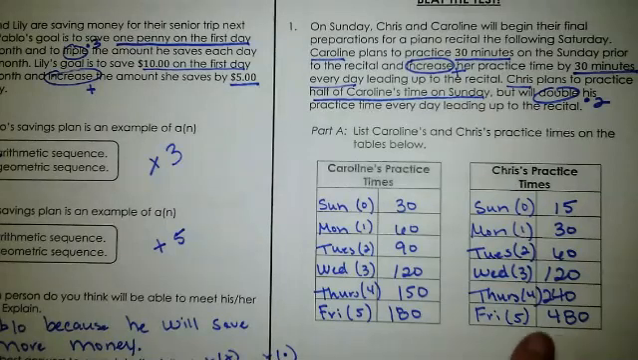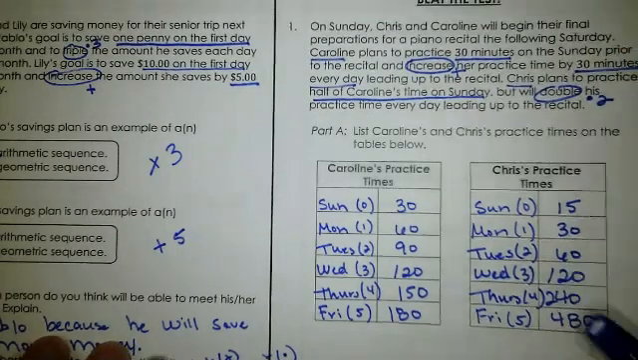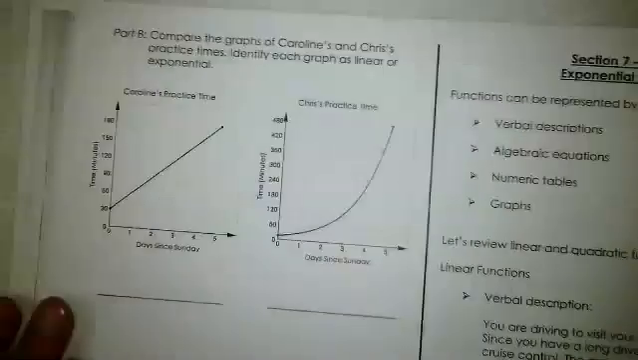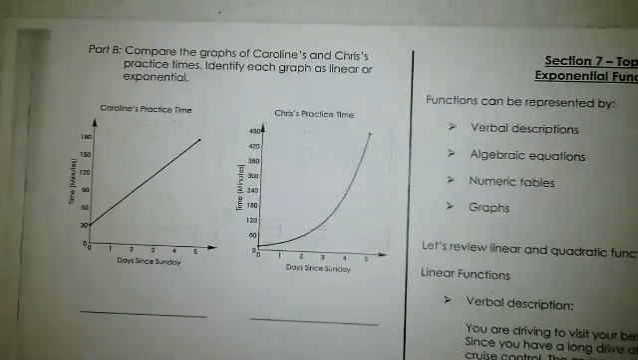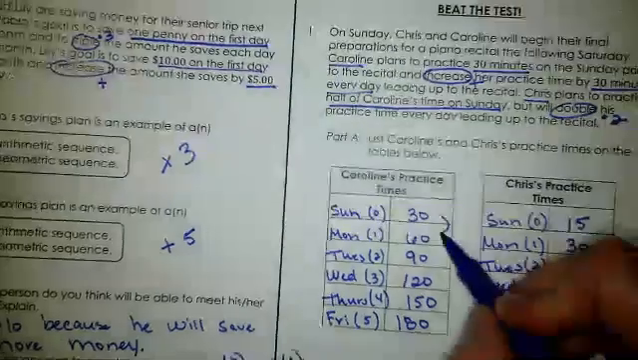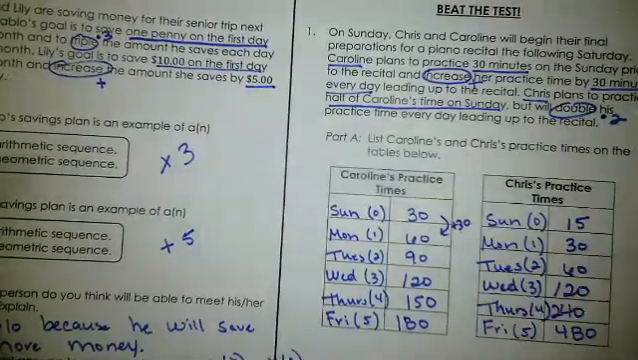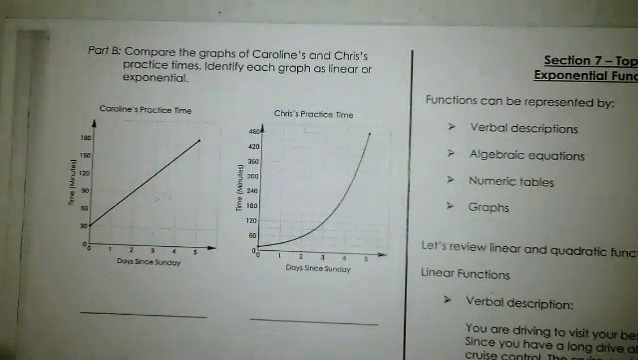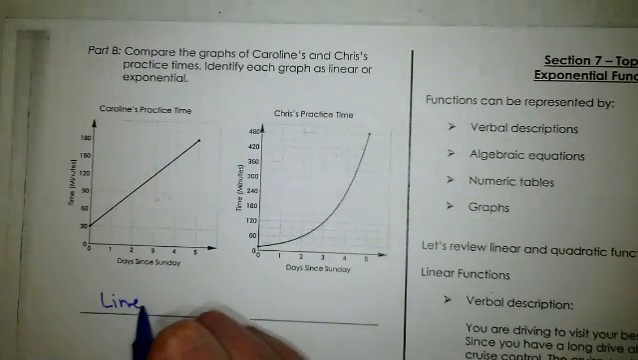So by the 5 days out, he'll be practicing 300 more minutes than her a day. Compare the graphs of Caroline's and Chris's practice time. Identify each graph as linear or exponential. So when we made Caroline's table, we added the same number each time, which makes this arithmetic. And when we graph it, we get this perfectly straight line. So hers is linear.